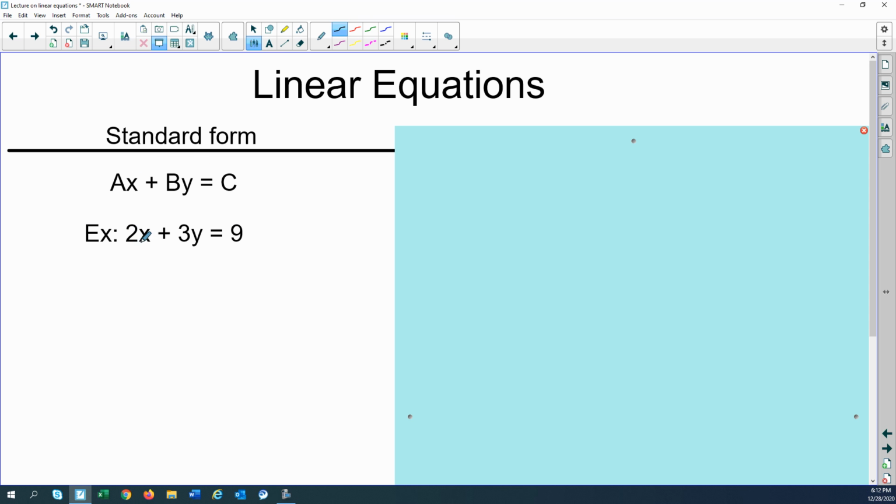And this would be an example of a standard form linear equation. What this is good for is it's easy to find the x-intercept or the y-intercept. When it's in standard form, those are pretty easy to find, and we'll look at that in a little bit, but this is just to give you an idea of the different forms.